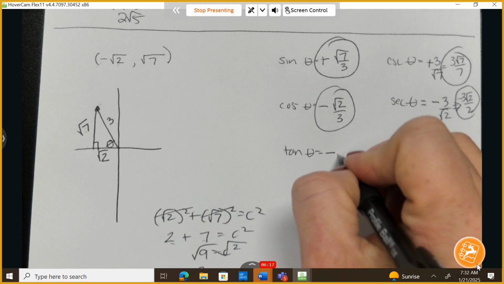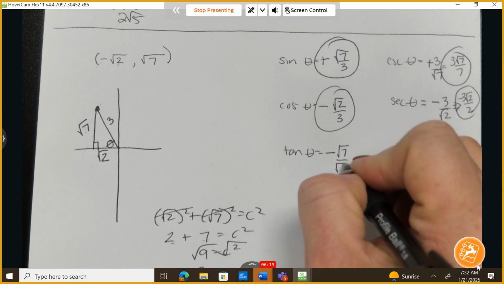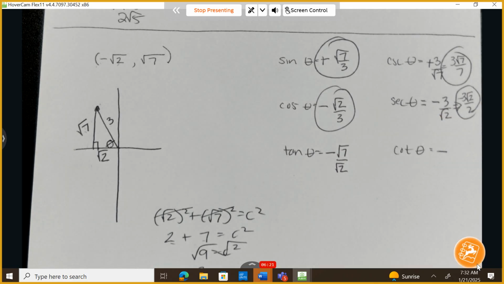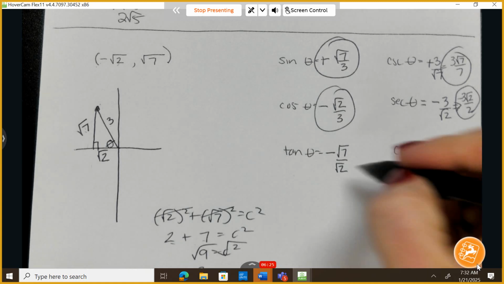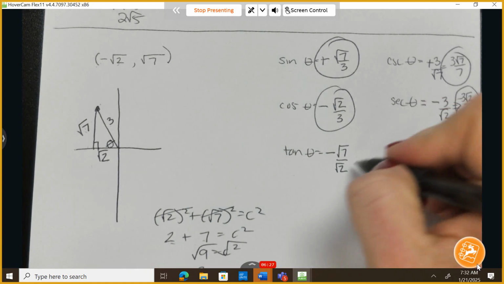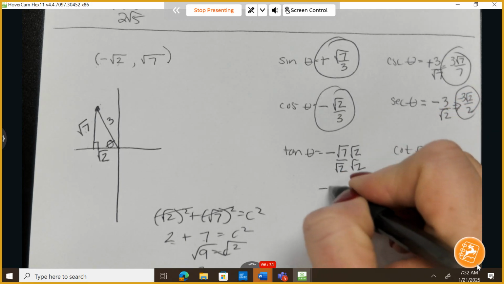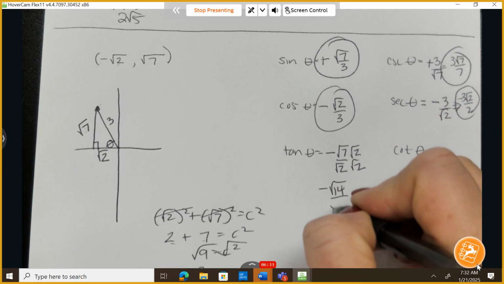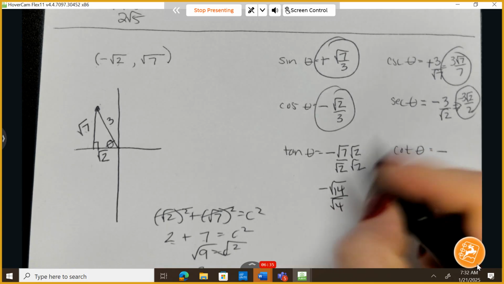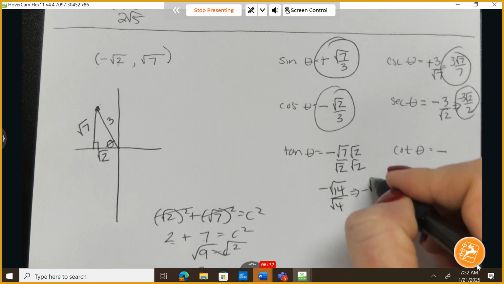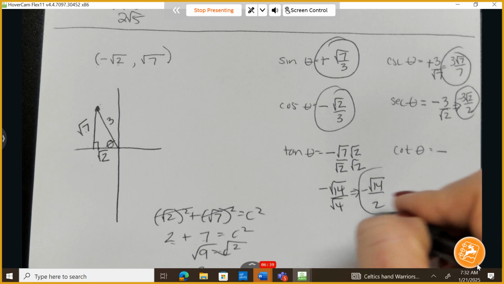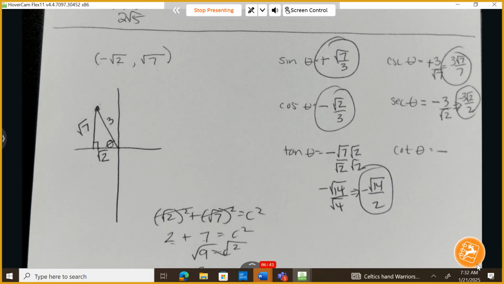Now this is a little bit trickier. Opposite over adjacent. So I like the ratio, but I don't want to have a square root in the denominator, or any radical, in fact, in the denominator. So I'm going to multiply by the square root of 2 on the top and bottom. And what does that look like? I would have the square root of 14 over the square root of 4. And I know the square root of 4 reduces to 2. The square root of 14 cannot be broken down any further.